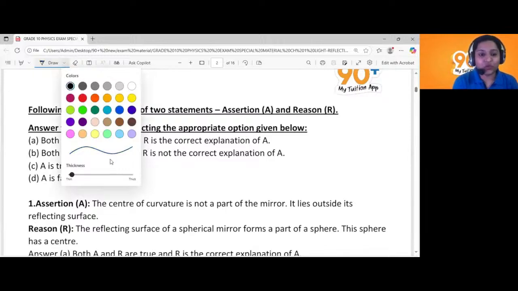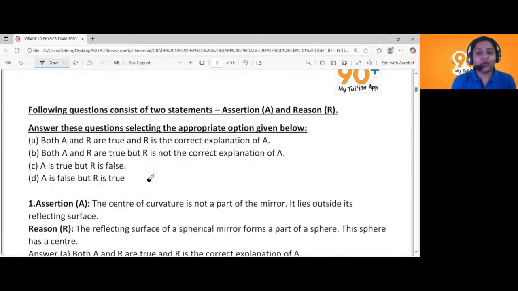So either we can choose the option like the assertion is true, the reason is false, or both assertion and reason are true, or A is true and R is false, or A is false but R is true. According to the different options, we can go through the question, just go through the assertion and reason given here.